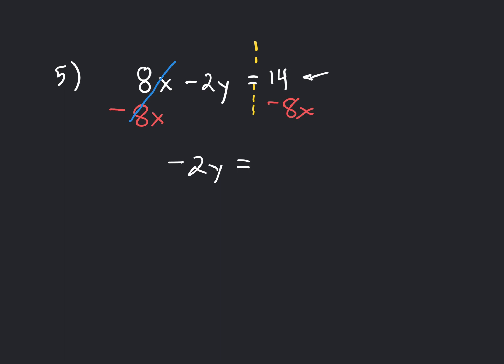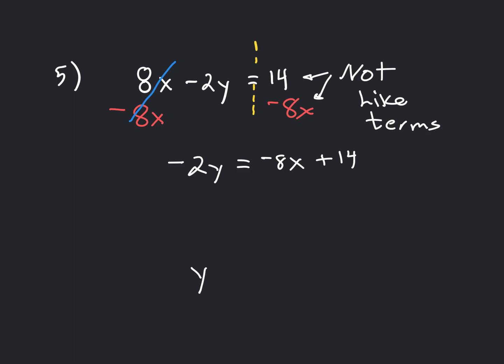This term does not have an x, and this term does have an x. So they are not like terms, so you cannot add those together, right? So on the left-hand side, we've got negative 8x. We like to write our x's first, and then we have a positive 14.